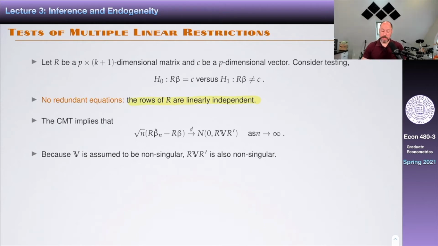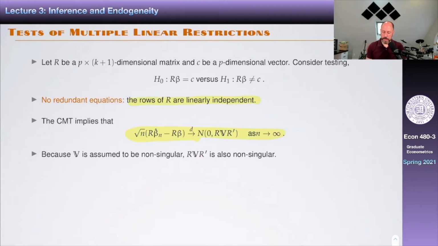So the continuous mapping theorem implies that we have this result. And so we have that square root of n times R beta hat minus R beta converges in distribution to a normal with mean 0 and variance R B R prime as n goes to infinity. And since B is assumed to be non-singular, this R B R prime is also non-singular. See, this is very easy.